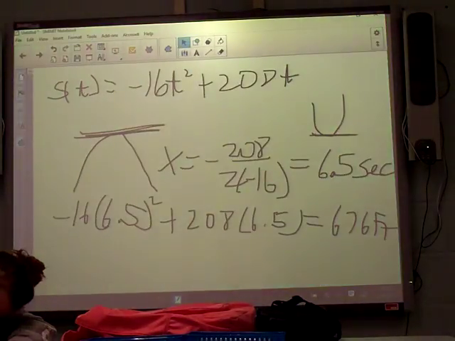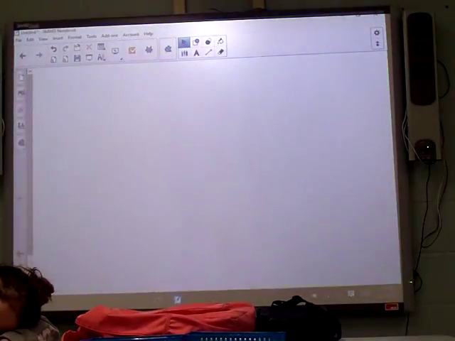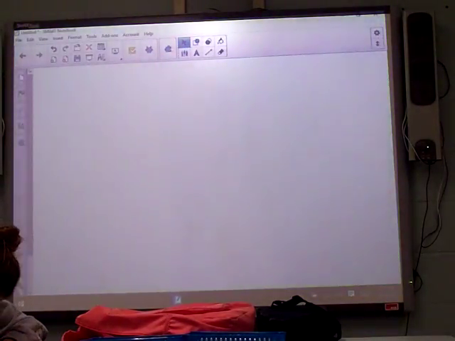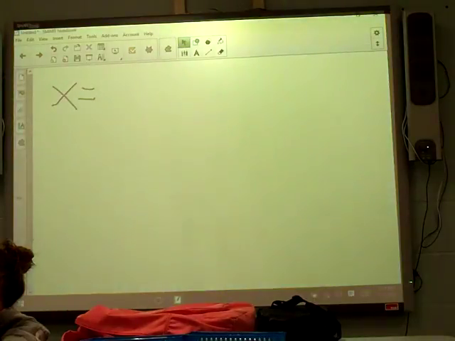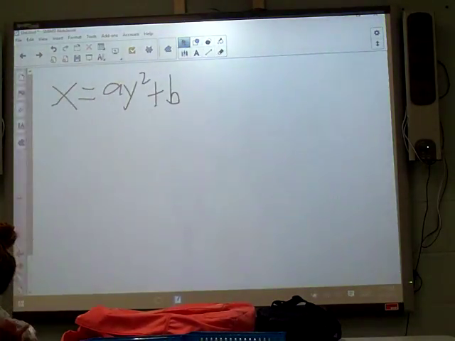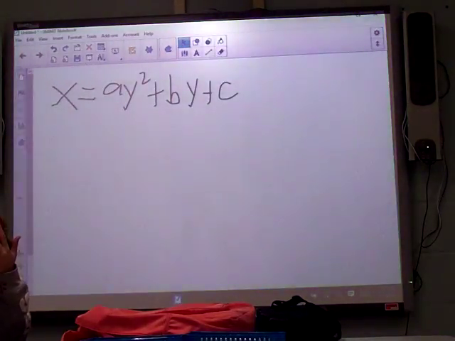Alright, yesterday we did the normal up and down kind of parabolas. Today we got the sideways ones. We wrote down standard form and vertex form. Same thing here. How you'll know it's horizontal, I say sideways, that means horizontal, is instead of saying y equals, it says x equals. So we got x equals ay squared plus by plus c. That's standard form of a horizontal parabola.